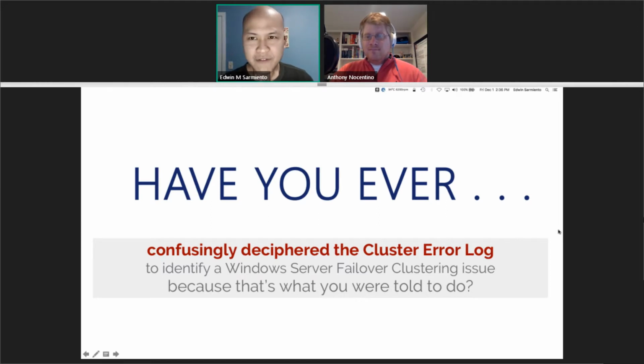Okay, think of these 3 questions before we move further. Have you ever been called in to bring a failover clustered instance or an availability group online, whether it's an FCI or AG, I'll just use FCI and AG moving forward, wasted hours trying to figure out what the problem is, or tried to even decipher the cluster error log because that's what everybody told you to do.